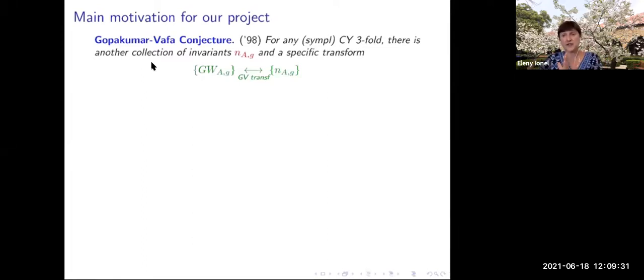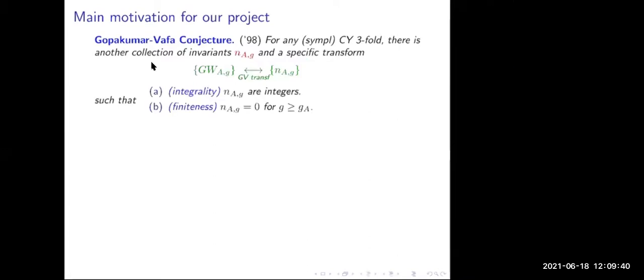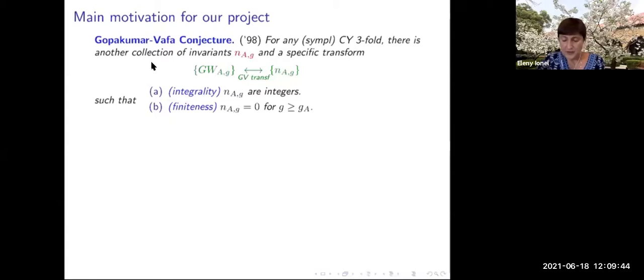So if you make this transformation, it's an invertible transformation, they carry the same amount of information, but these BPS states carry this information in a much more efficient manner. They satisfy nicer properties. They satisfy what's called integrality. In other words, they are integers, while the Gromov-Witten invariants are rational numbers because of those automorphisms. These guys are actual integers.